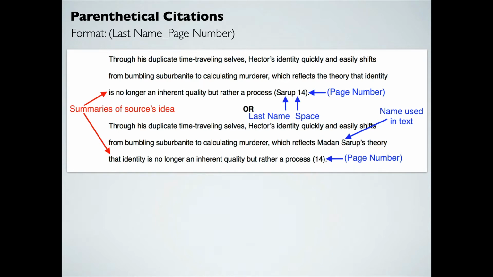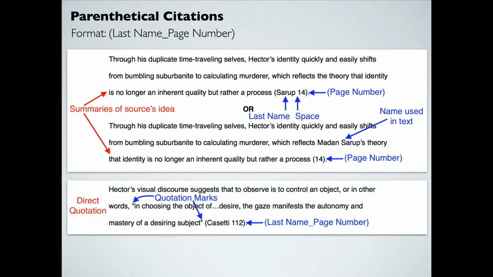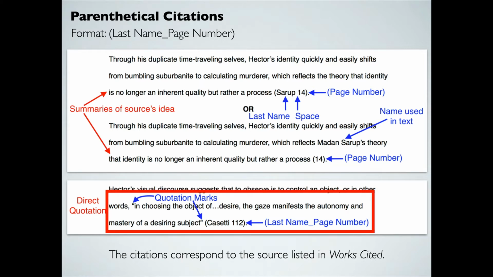A direct quotation, using an author's exact words, follows a similar process. Here, the writer is citing Francesco Cassetti. Put quotation marks around the quotation. Then, as you would expect, the parenthetical citation is open parentheses, the author's last name, one space, the page number or numbers where the idea first appears, then close parentheses, a period outside the parentheses to end the sentence.